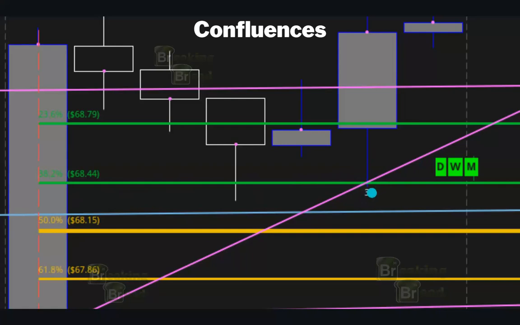Now you can find these areas of confluence on any time frame, just like fibs work on any time frame. The area of confluence also works on any time frame. It can be found on any time frame, but it's still the higher the time frame, the stronger the level.